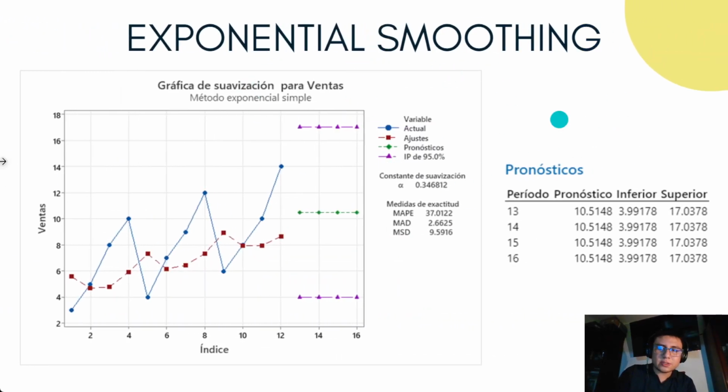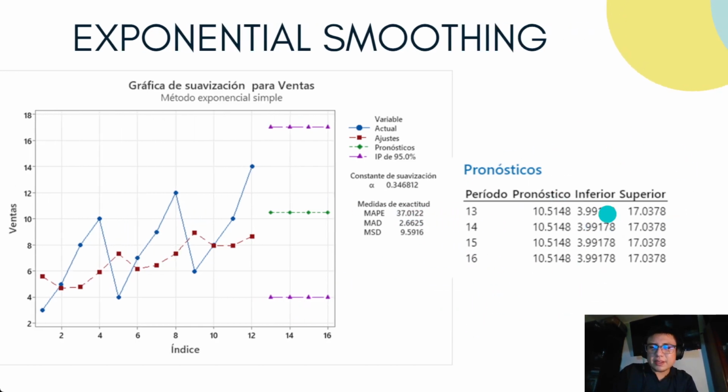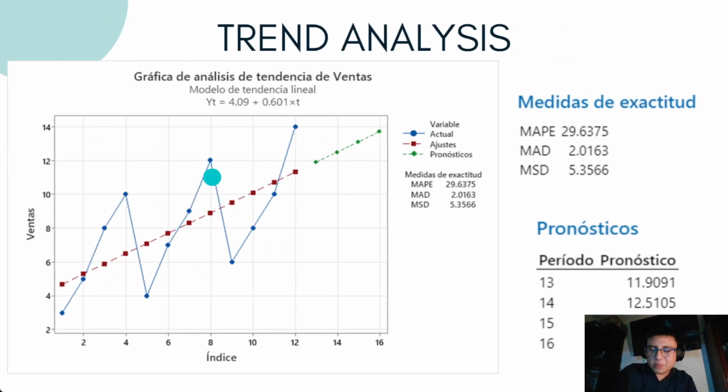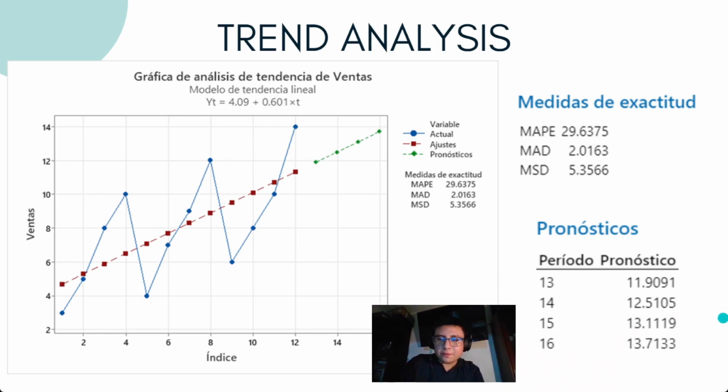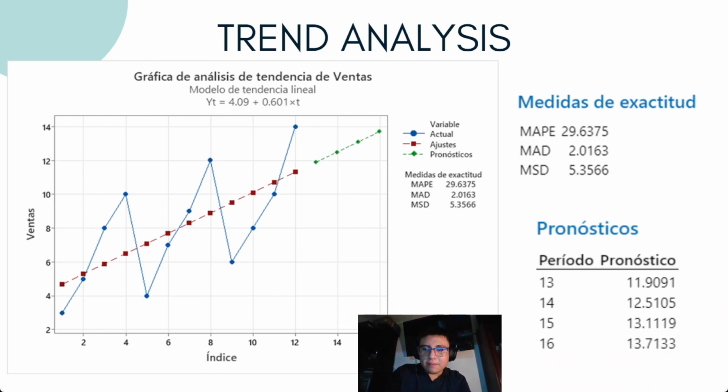We have the exponential smoothing model that has a MAPE of 37, but again we have the same problem as the moving average models, that all the forecast is the same. So this isn't a great model again. And we have a trend analysis model that has a MAPE of 29, a MAD of 2, and a MSD of 5. And the forecast is different, so this is great. But again, it's not taking into account the seasonality, so this model could be better. So we might consider other models.